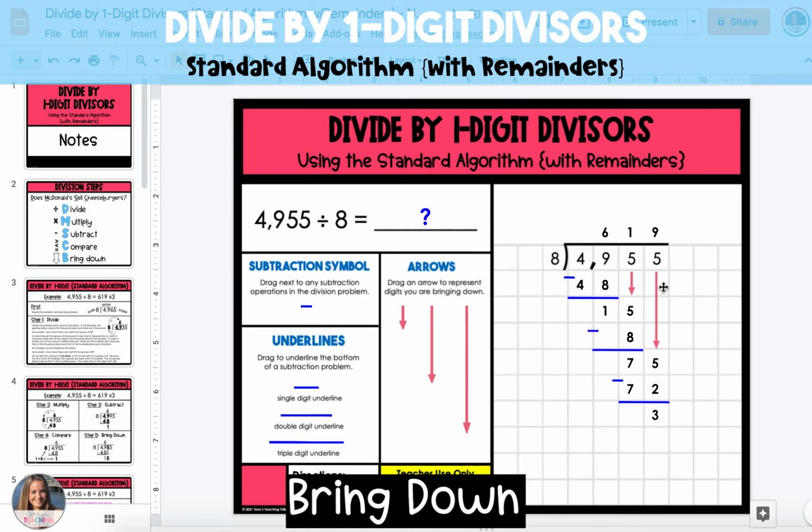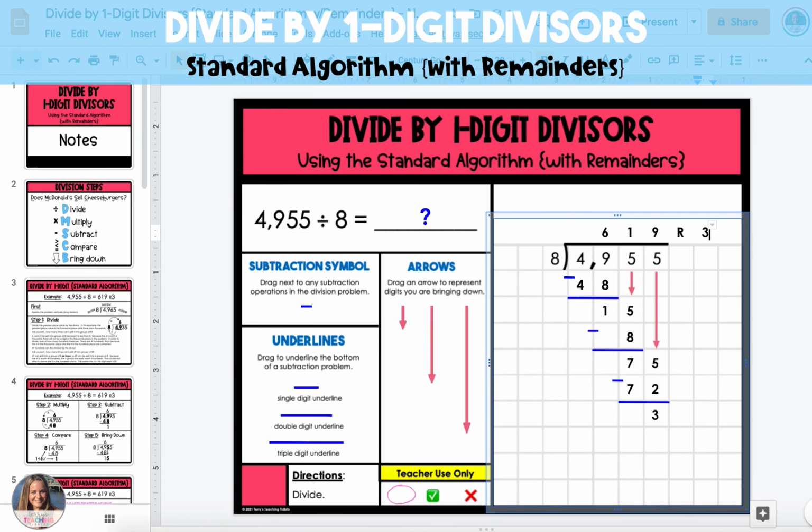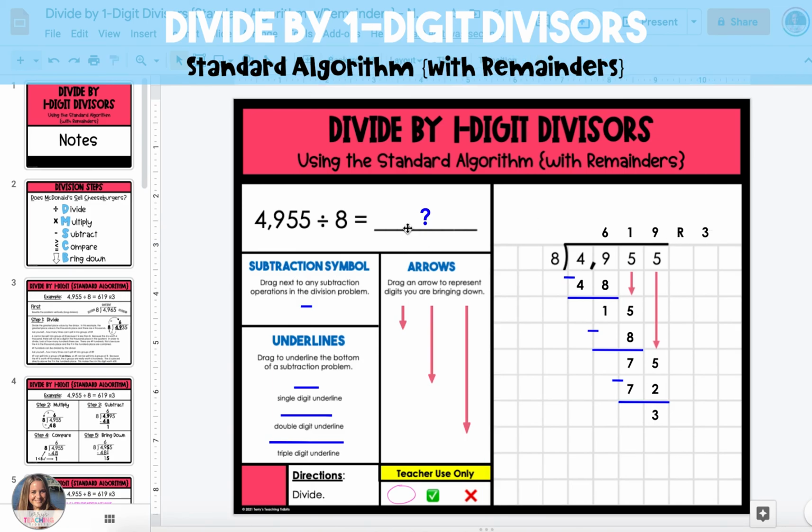There are no more digits to bring down, so we have nothing left to divide. The 3 from the previous step is left over. 3 cannot be divided into any groups of 8, so 3 is a remainder. You can write the remainder next to the quotient by putting an R with the remainder number. So the answer is 619 remainder 3.